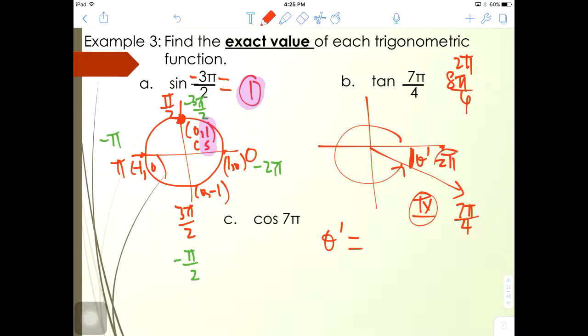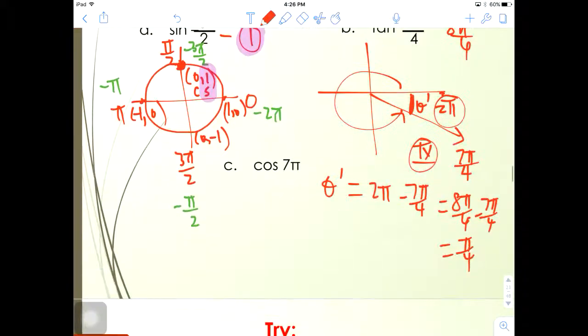It's close to 2 pi, so it's 2 pi minus 7 pi over 4, which is 8 pi over 4 minus 7 pi over 4. That just gives me pi over 4, the reference angle. So now I'm going to find the tangent of the reference angle, pi over 4. And pi over 4, believe it or not, is 45 degrees.